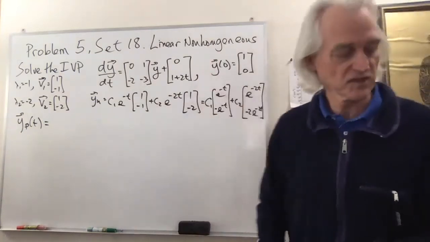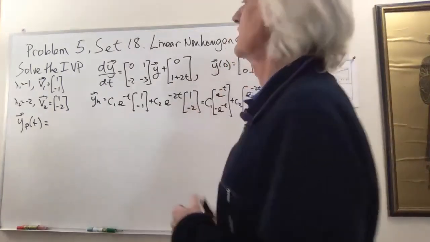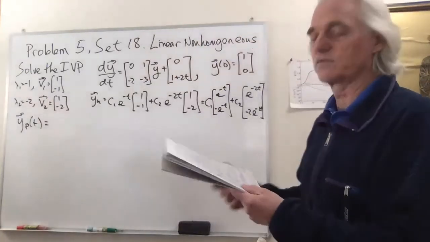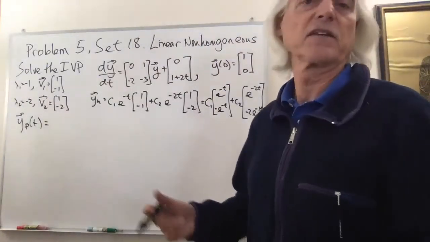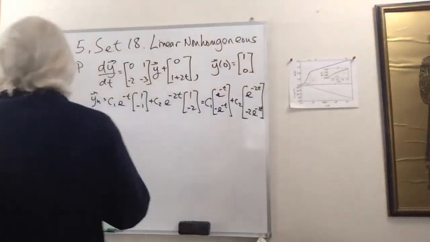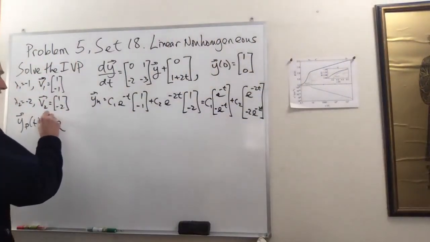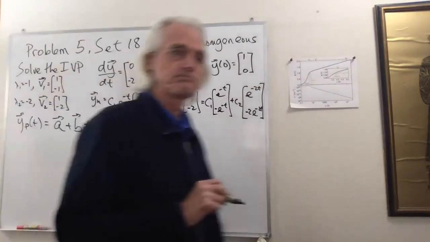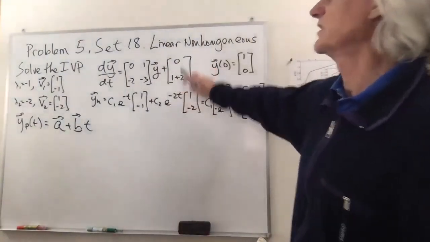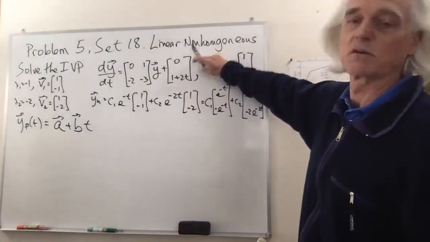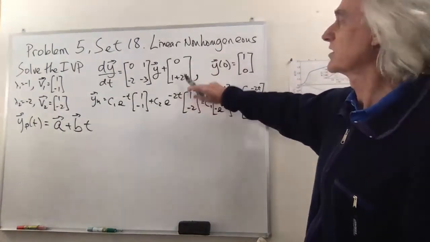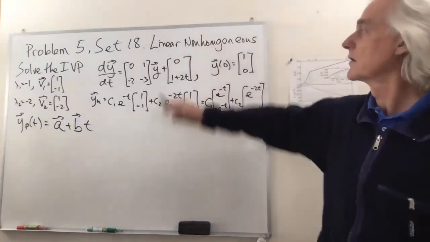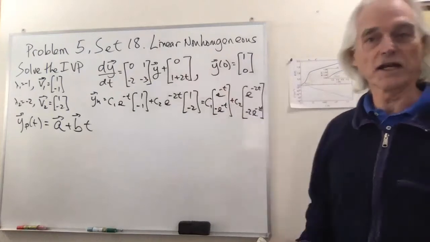We'll do the same thing with systems. We guess what YP looks like with undetermined vector coefficients, and then we plug them in and see what those vectors have to be. And in this case, they give us a hint that is A vector plus B vector times T. That's because this G of T is of the form a constant (0, 1), plus another constant (0, 2) times T. So this has the same form as the G of T.